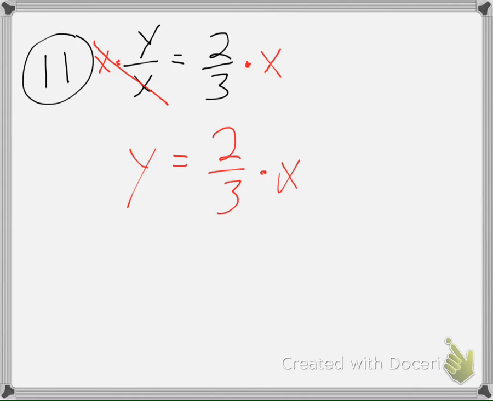Is that a direct variation equation? Yes. Y equals 2/3 times x. Is it y equals k times x? Yeah, it would be considered direct variation. And our constant of variation is 2/3.